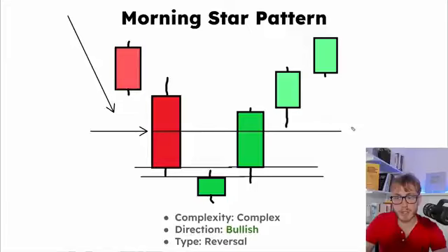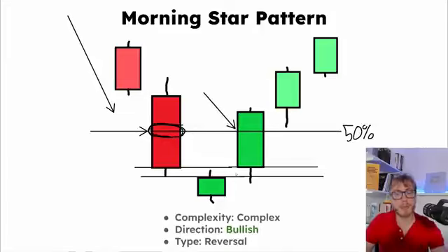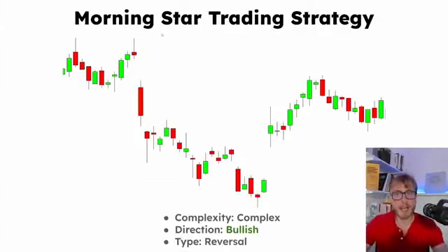And a rule you can use, if this right here is 50%, in other words, it's in the middle of the red candle, we want the green candle to close above this mark right here. And when the green candle closes above the 50% mark, the Morningstar pattern is confirmed. Alright, so now let's take a look at the Morningstar trading strategy.